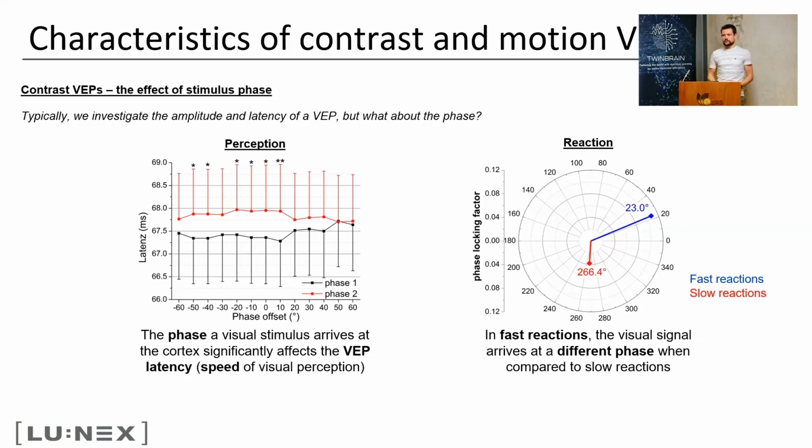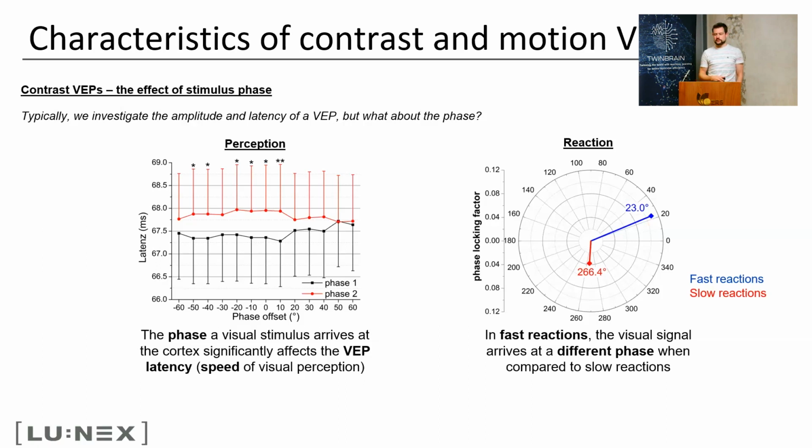We did the same also for the reaction tasks. Here we did basically a median split, the fast reactions and the slow reactions, and then identified the phase angle at the point of visual stimulation. Just to see if the phase angle is significantly different between the fast reactions and the slow reactions. And again, there was a difference. For the fast reactions, we had an average phase angle of 23 degrees. And for the slow reactions, we had a phase angle of 266 degrees.